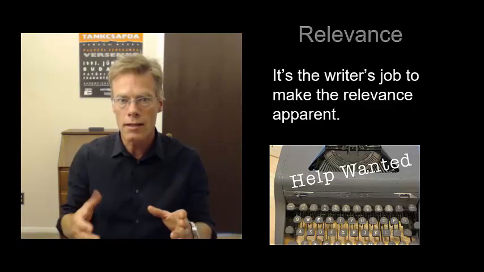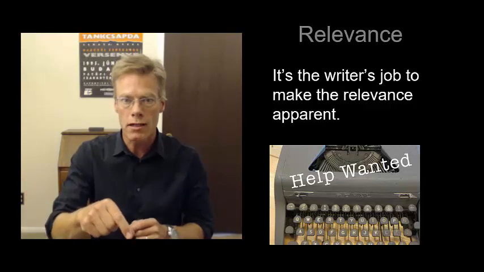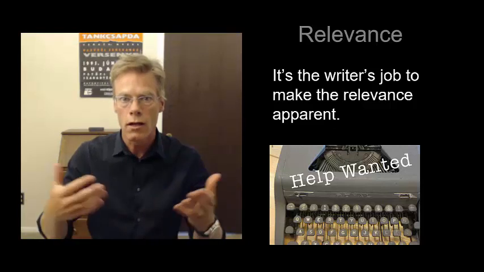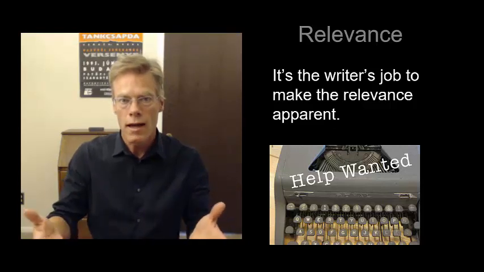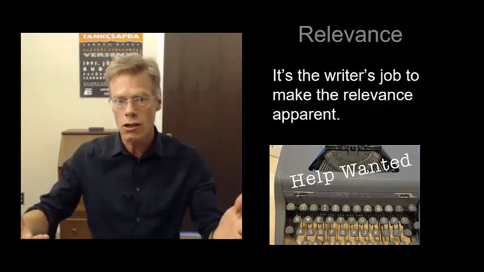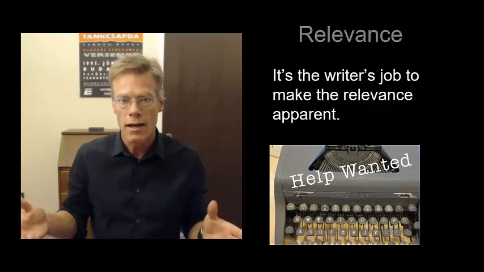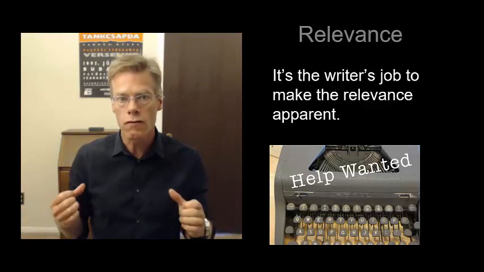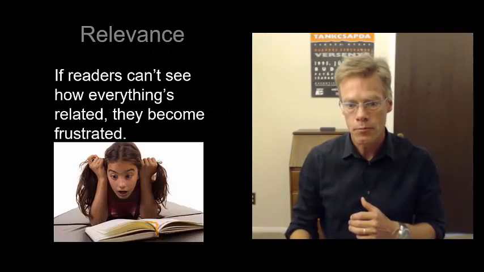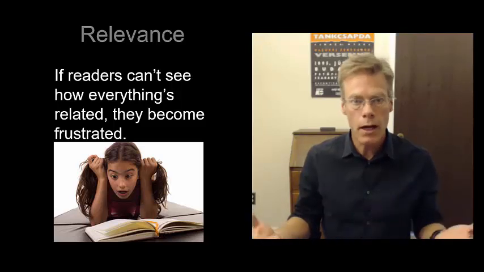And that's the important thing, is that incoherence isn't something that you can point to in a paper itself. Incoherence is an artifact of how a reader views the paper. That doesn't mean that it's not the writer's responsibility to make sure that it is coherent for the reader. That is very much the job of a writer. And a reader gets frustrated when they can't see how things are relevant. So if readers can't see how everything's related, they become frustrated.